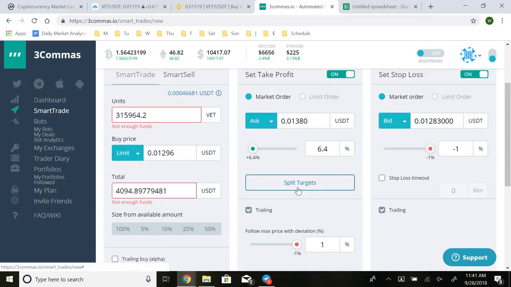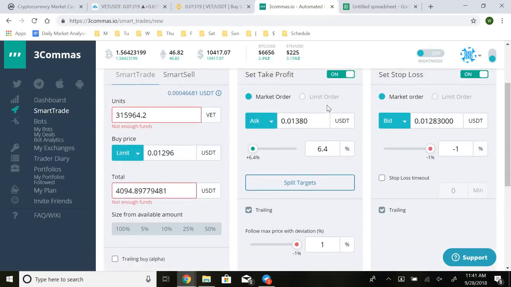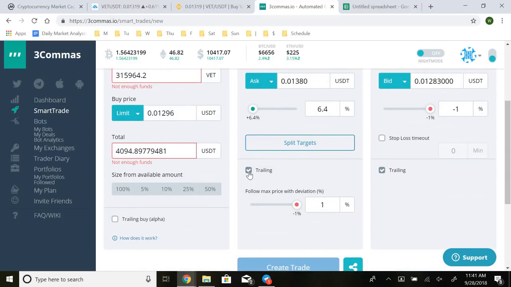You can split the target, so you could sell like 25% at 1360, 50% at 1380, and 100% or the rest of the percentage at 1400, whatever you want to do. With 3 Commas, it actually automates the whole process once you set the rules using the API key. So now that we did that, there's one other thing that I wanted to do, which is actually check off the trailing box and then follow max price with deviation minus 1%.